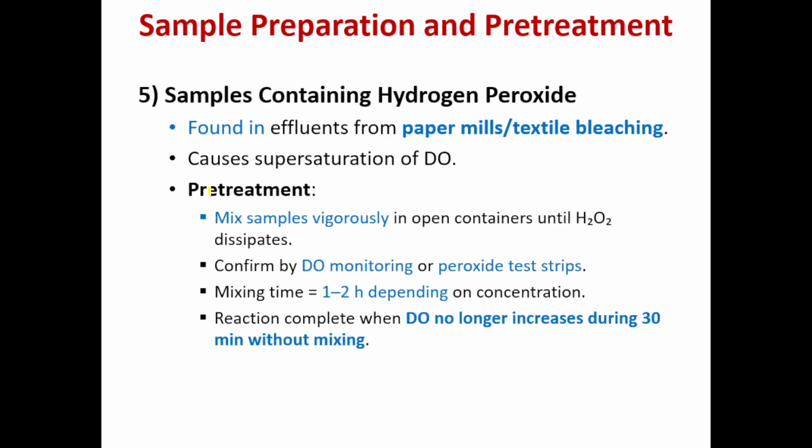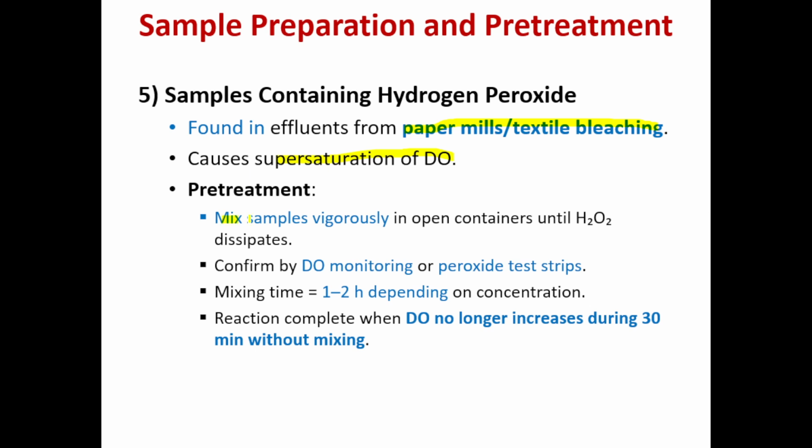So the next thing is that a sample may contain hydrogen peroxide. For example, effluent from paper mills or textile bleaching can contain hydrogen peroxide, which can cause a supersaturation of DO. So these are the pre-treatments we can provide to the sample.